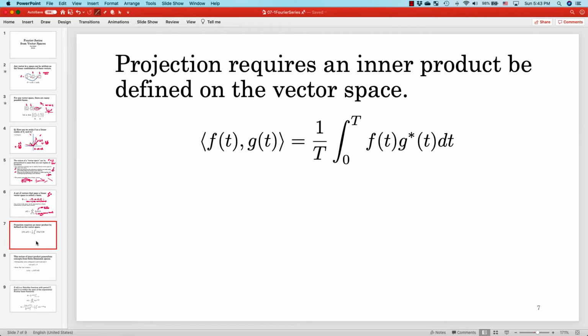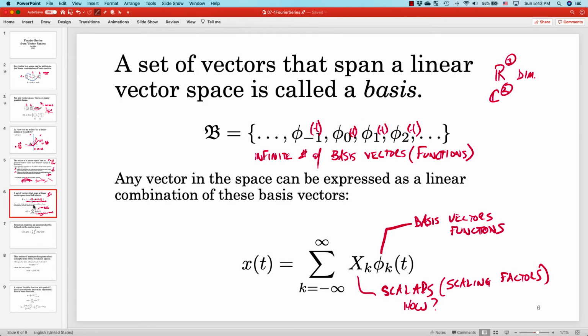The answer is actually the reason why we did the introductory part of this lecture, and that is you just have to project. So the answer is we need to project x, which is our vector, onto each basis vector. Now, there's an infinite number of these, so we need to have some kind of pattern to follow.